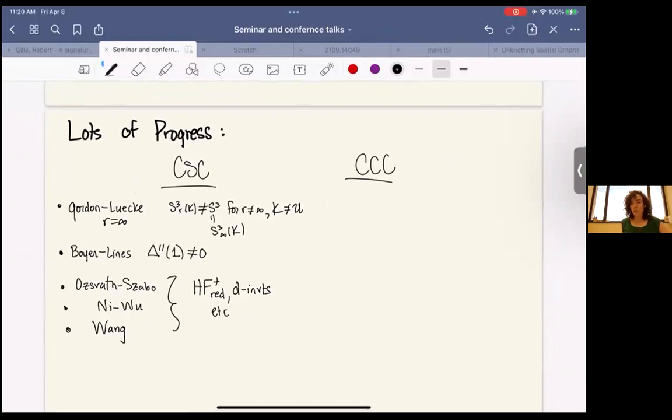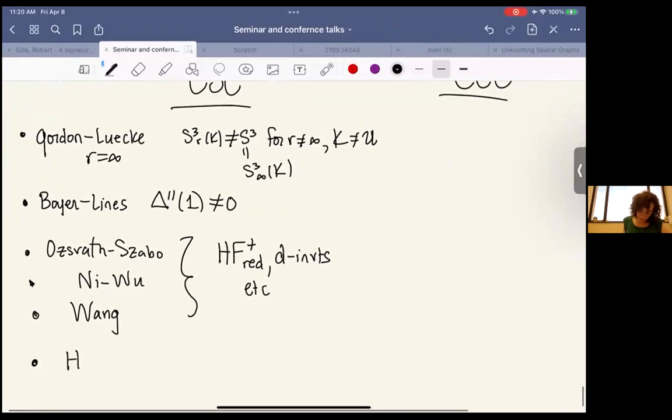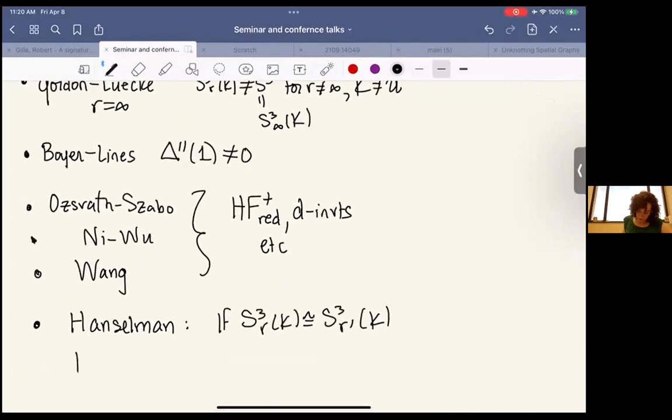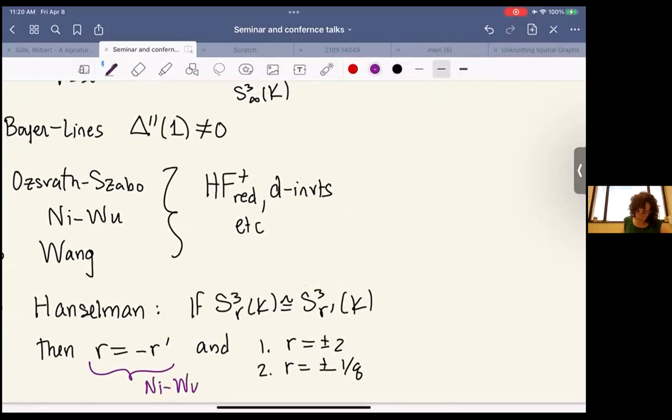But somehow the strongest result to date on the cosmetic surgery conjecture is due to Hanselman. Hanselman combines a lot of these things, including previous work of others. And Hanselman's statement says that if you're doing R surgery along K, and you're getting something orientation preserving homeomorphic to R prime surgery along K, then you know a lot about the slopes. Then R is minus R prime. And you have two cases to consider, basically. The first case is that R is plus or minus 2. But the second case is that R is plus or minus 1 over Q. And that really narrows it down. This part of it, R equals minus R prime, is in work of Ni and Wu. But this case analysis is coming out of Hanselman.